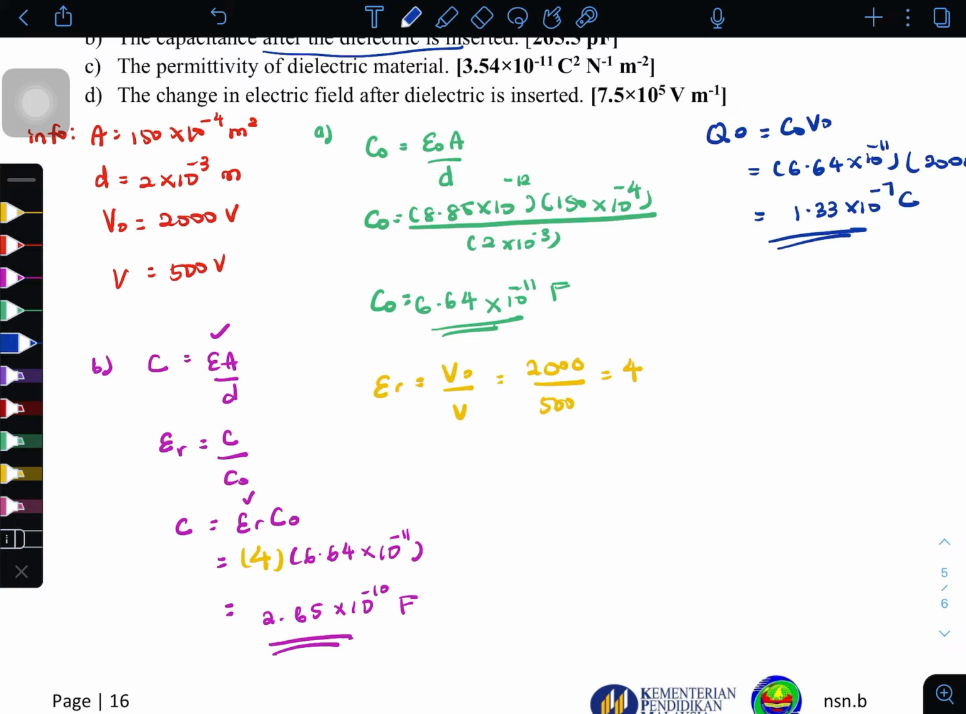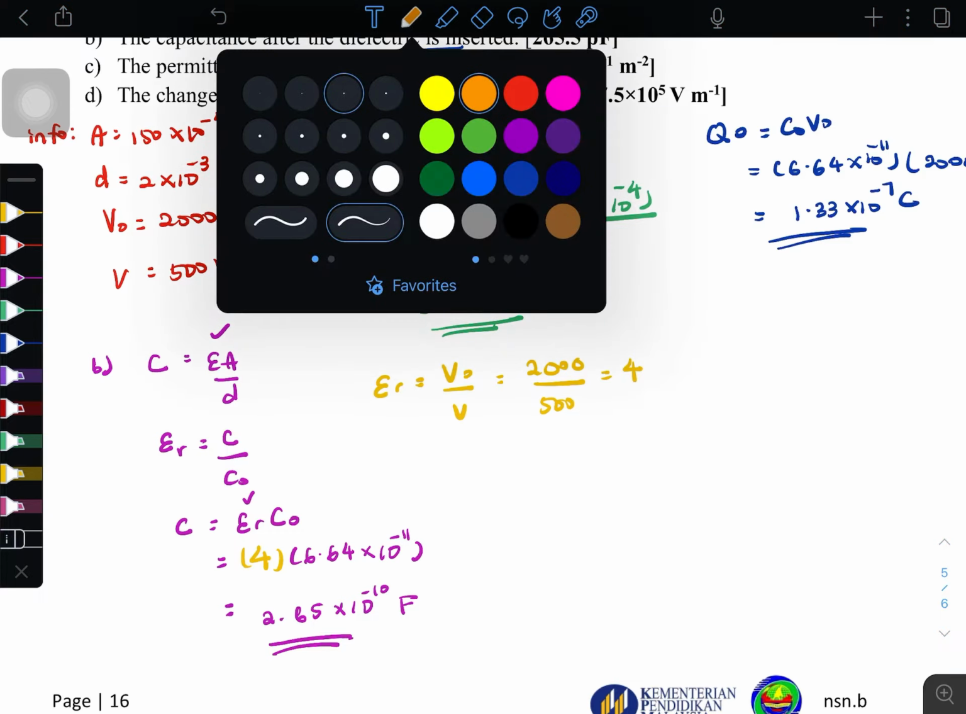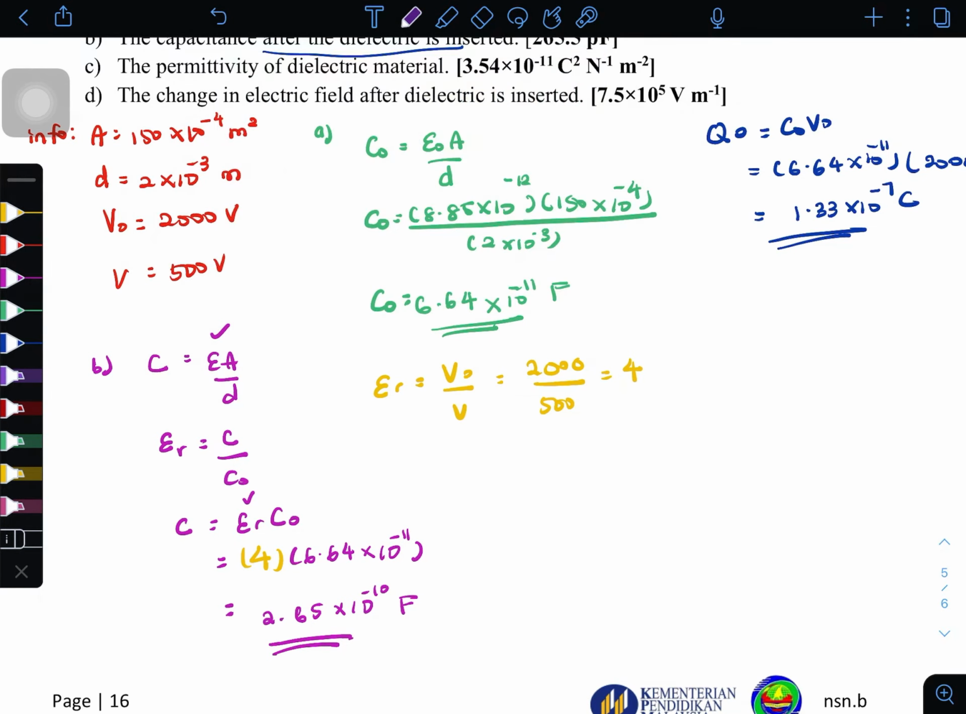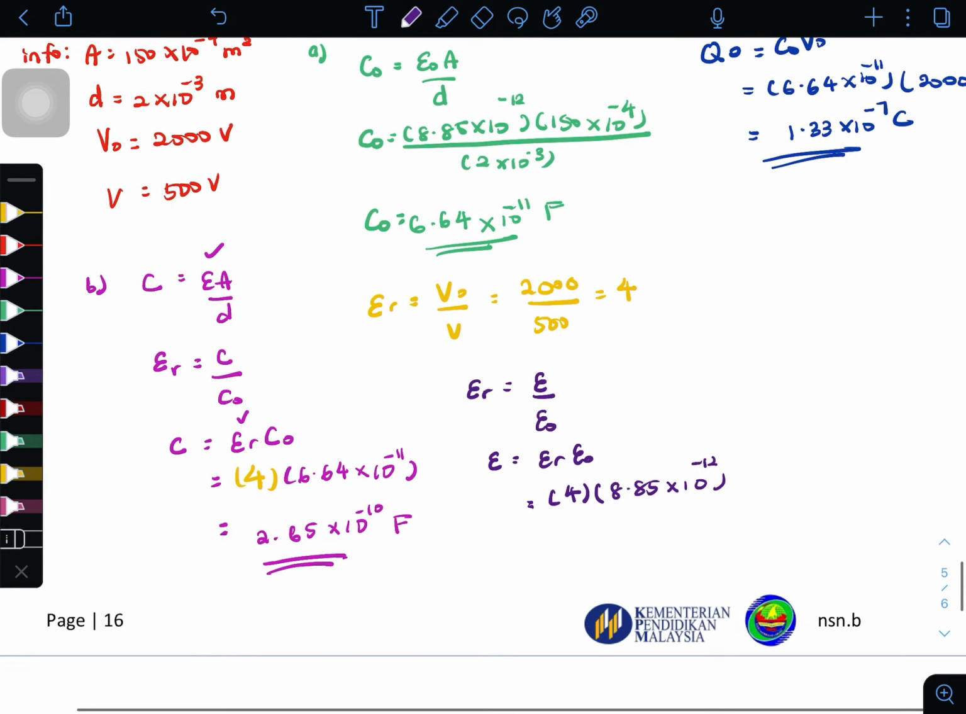Okay, alright. So, settle for B and see the permittivity of the electric materials. So, permittivity dia minta nilai E. So, kita tahu relationship ni ialah ER is equals to E over epsilon naught. Dia minta nilai E. So E is equals to ER E naught. So ER kita tahu dia ialah 4 dan E naught 8.85 darab 10 negatif 12. Okay. So kita darabkan sahaja kita akan dapat 3.54 eksponen negatif 11. Unit ni ialah C square N negative 1 M negative 2.